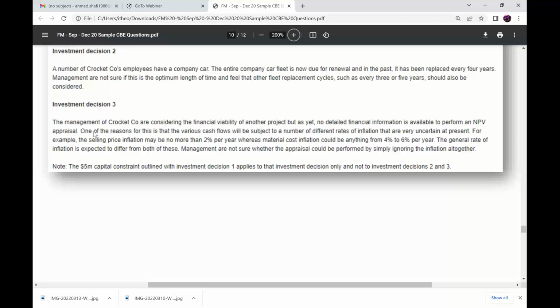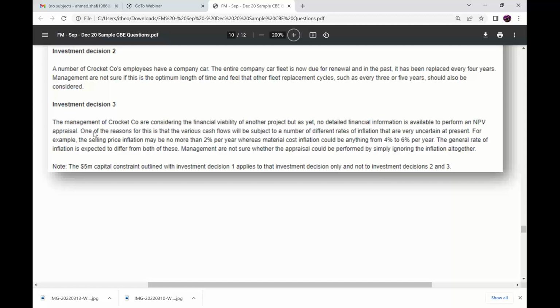Now, considering this investment decision 3, read the first line. The management of Crockett are considering the financial viability of another project, but no information is available to perform NPV. One of the reasons is that various cash flows will be subject to a number of different rates of inflation, which are uncertain. Selling price will be 2%, material cost 4 to 6%, general inflation will differ. Management are not sure whether appraisal could be performed.